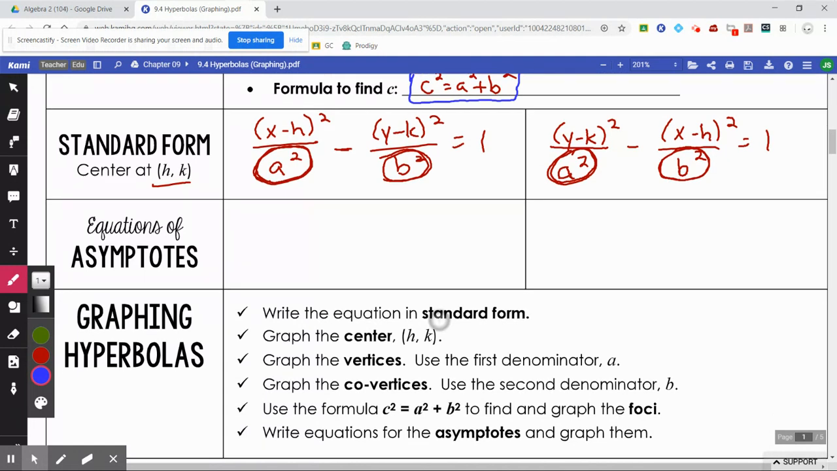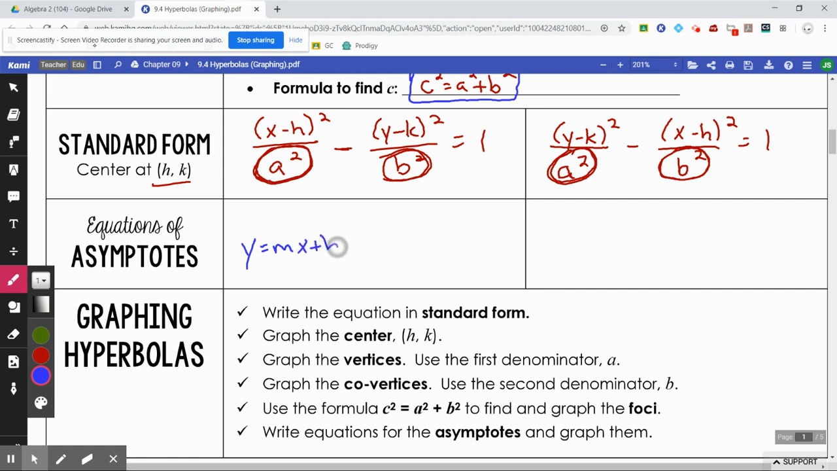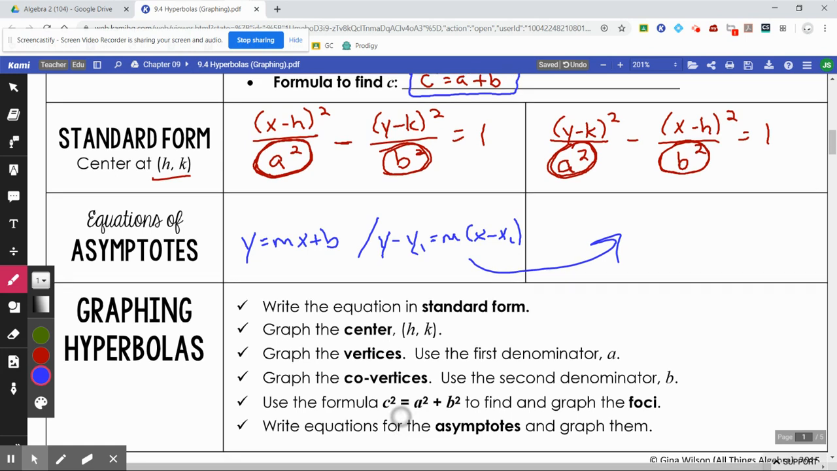The equation of the asymptotes, here's what I'm going to do. We're not actually going to give you the equation because there's a much better way. You can either use y equals mx plus b to find the equation, or we can use point slope, which is y minus y1 equals m times x minus x1, which is the way I'm going to show you how to do it. And this is going to be the exact same form. That way we don't have to learn any more formulas. We can just use that, and that is simply the method for finding the equation of a line.